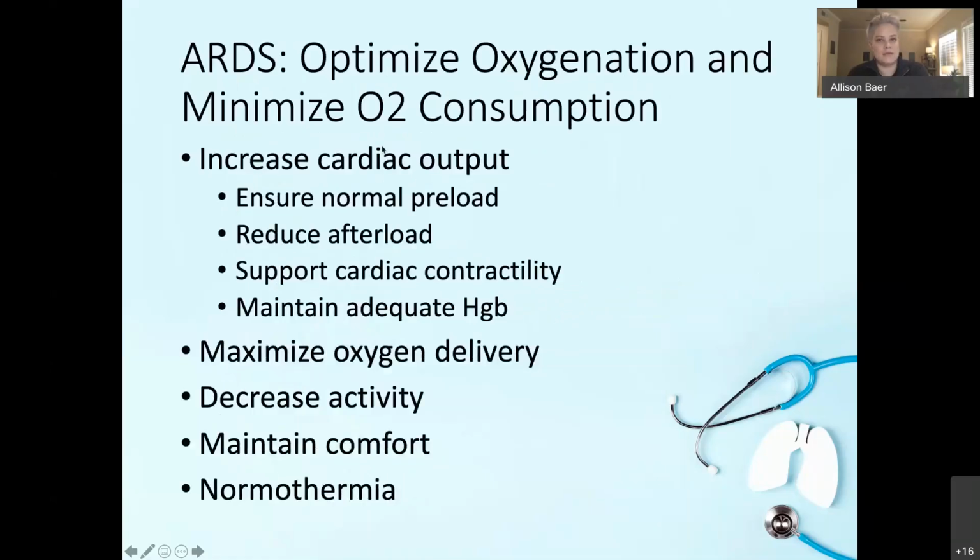Another factor of that is helping minimize their O2 consumption, like I said. So first, we want to optimize their oxygen and their output. You want to make sure they have a normal preload. That might mean fluid boluses. You're going to want to reduce their afterload if that's part of the problem. Support their cardiac output, so they might need to be on pressors, and maintaining an adequate hemoglobin.